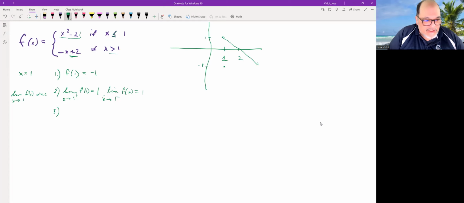So just by that, it's not continuous. And therefore, of course, f of a is not equal to the limit as x approaches a of f of x, right? It can't be. So therefore, we say at x equal 1, right, f of x is not continuous.